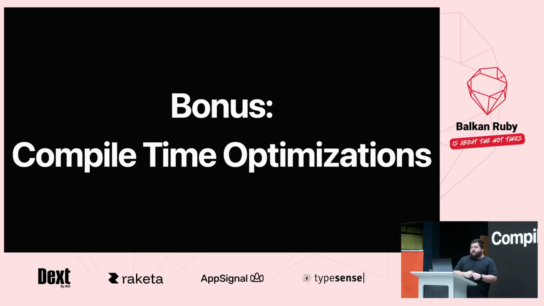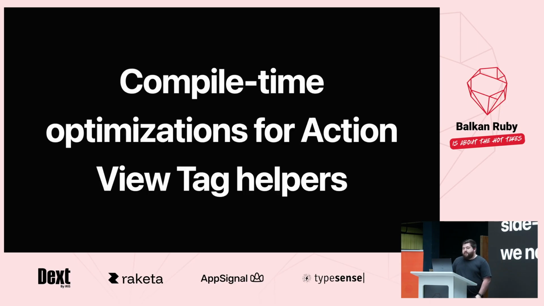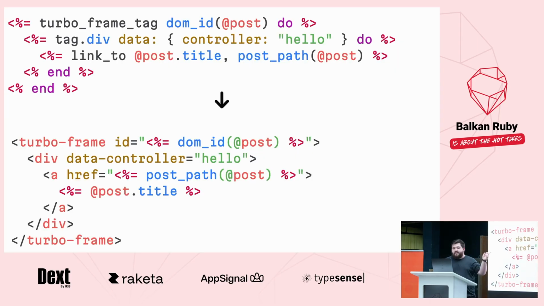I have some bonuses here, because you have some compile time optimizations as a result of that. Most of these were pretty much just side effects of working on this reactivity, but they help with performance as well. The first one was this for action with tag helpers, because we are able to turn it from this to this kind of syntax. We can now compile this part instead of the upper part, and this is obviously more performant because we do less work in Ruby, so we can do more stuff statically.